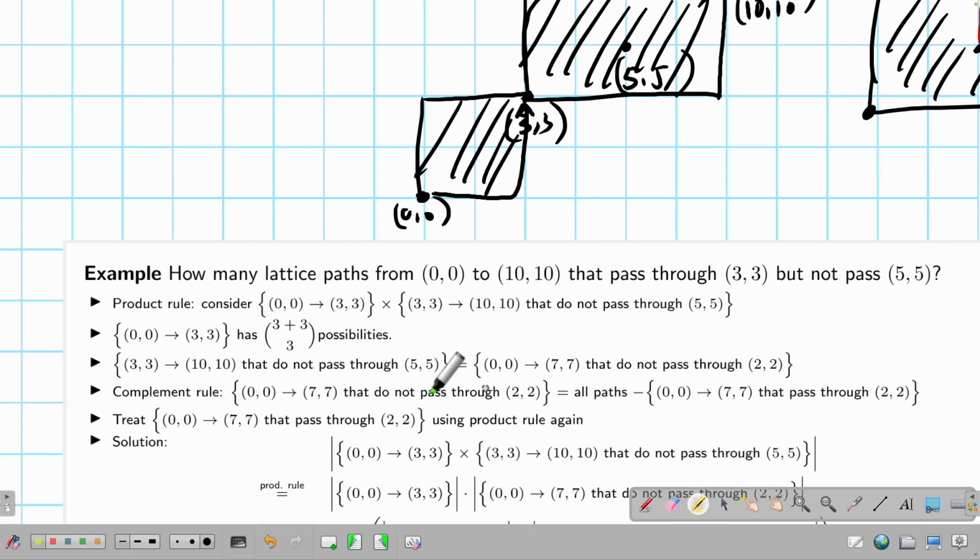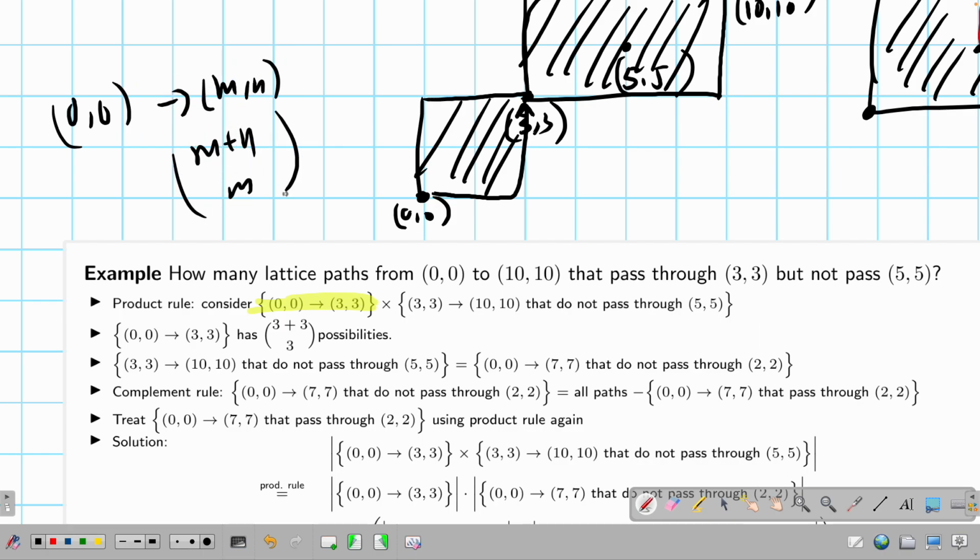Then for the yellow part, 0, 0 to 3, 3, we know that from 0, 0 to m, n, the number of ways is m plus n choose m. So now we replace m, n by 3, 3. That means we have 3 plus 3 choose 3, since m is 3. So the yellow part has this number of ways, okay? Now the next thing is, how do we deal with the red part?